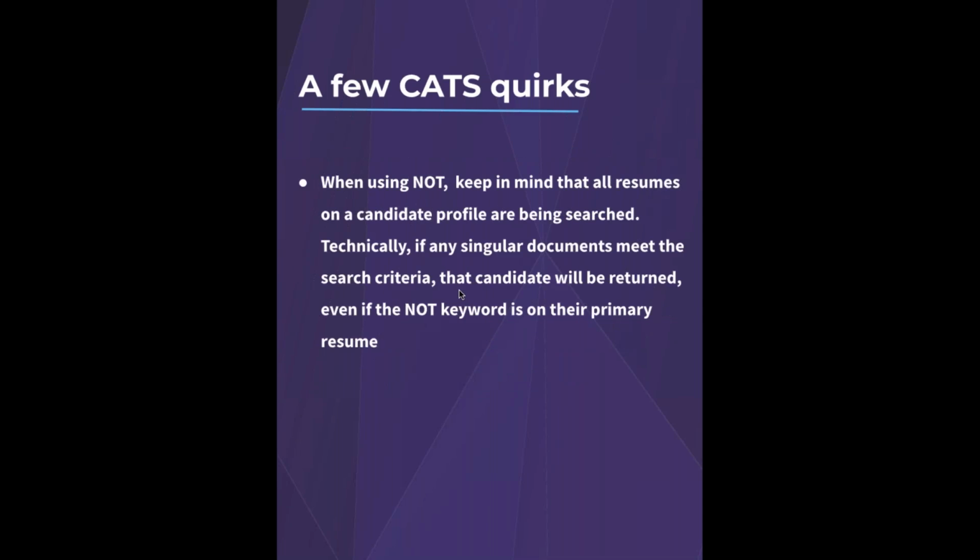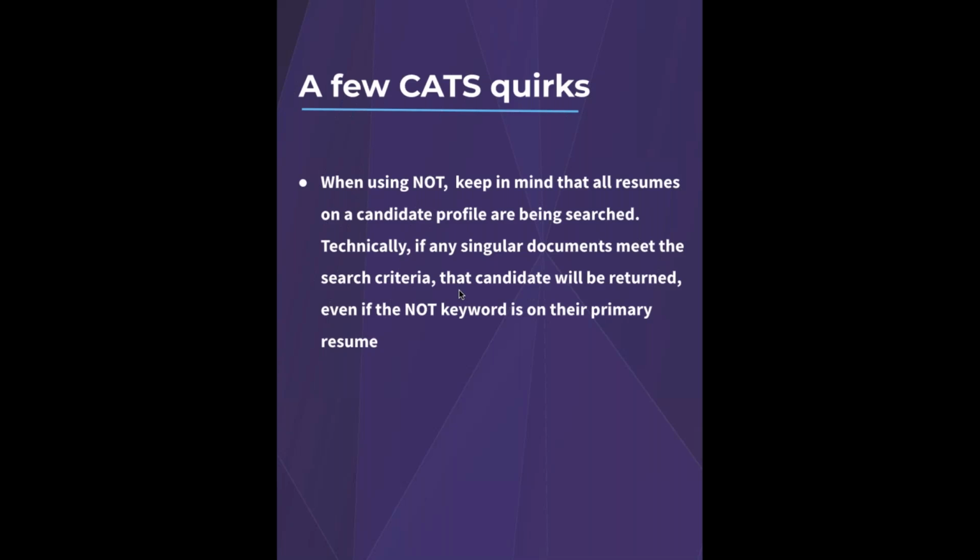And then one last quirk, on those not searches. When using not, keep in mind all resumes on a candidate profile are being searched. Let's say there's someone that's been in your database for a while. You've got 3, 4, 5 different resumes from them at this point over the years. What CATS does is it searches each of those documents individually. It treats them as their own instance, if you will.